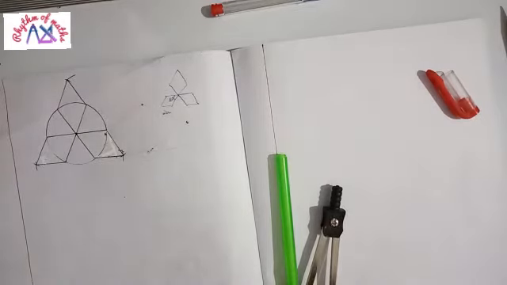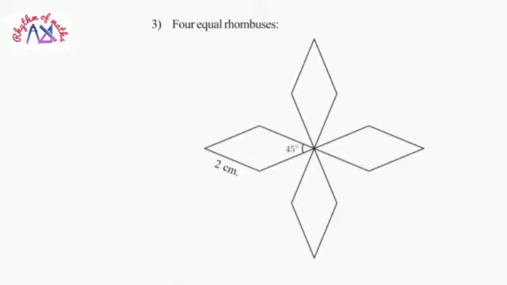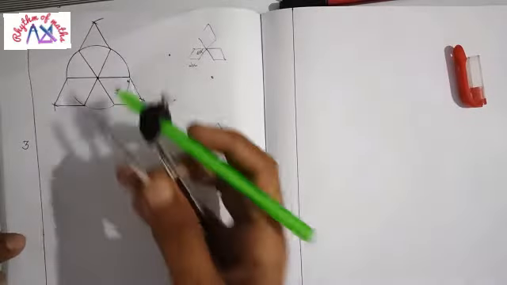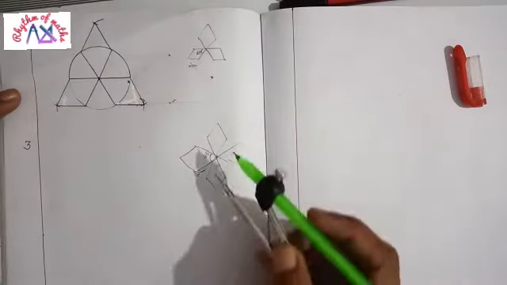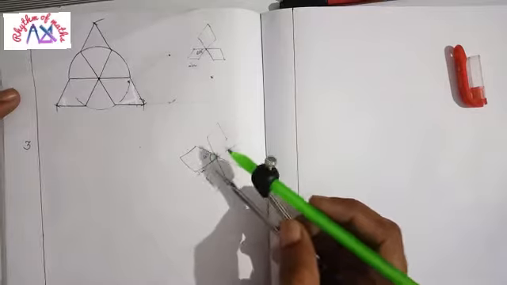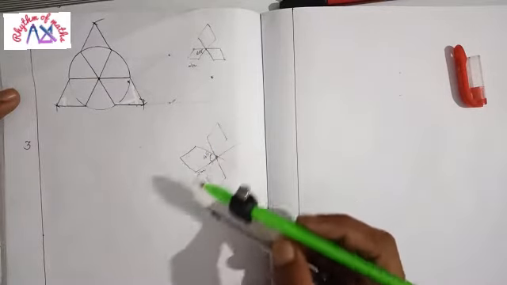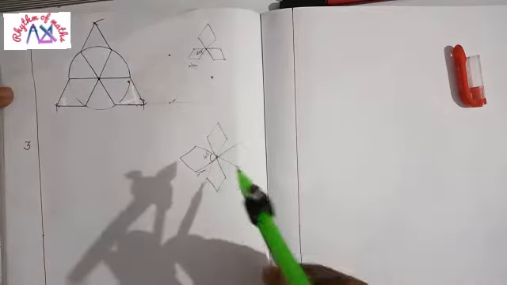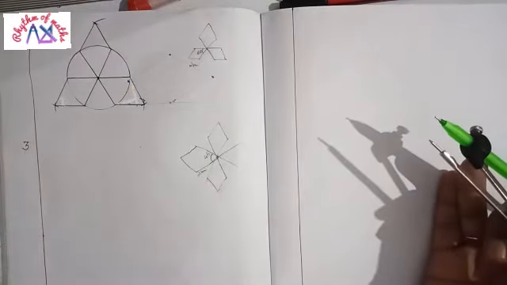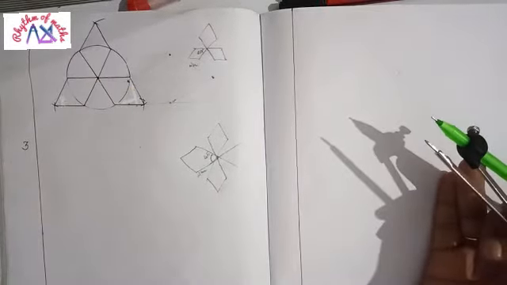Now let's move on to the third one. Next is 4 equal rhombuses with one angle 45 degrees and side 2 centimeters. The third figure also you can draw the same as the second figure. So here it is 4 equal rhombuses with 2 centimeters as the side and one angle 45 degrees. So first of all, draw a circle like this with 2 centimeters as the radius.